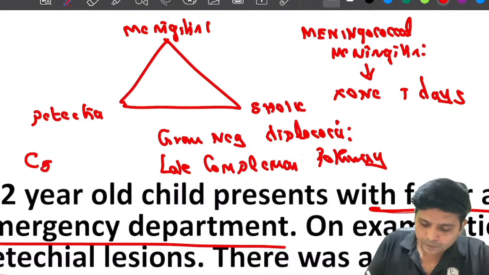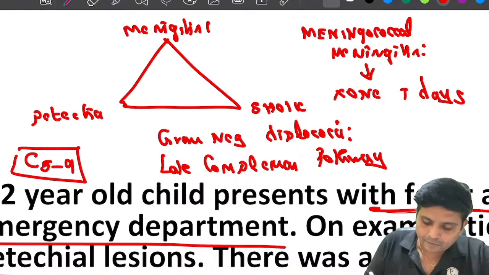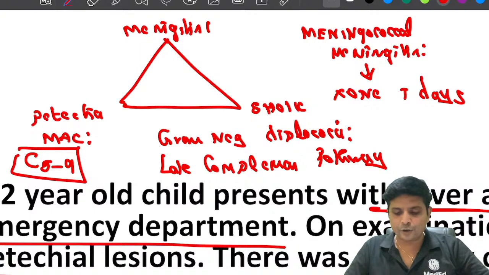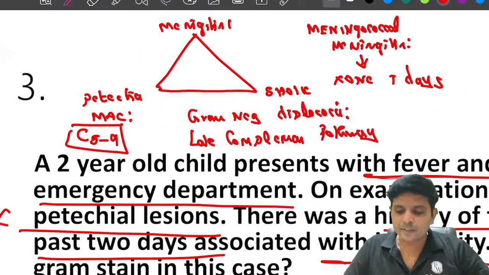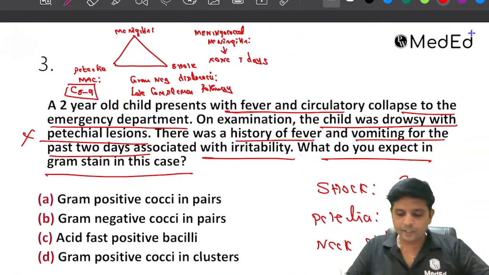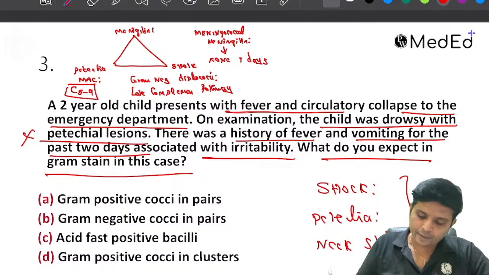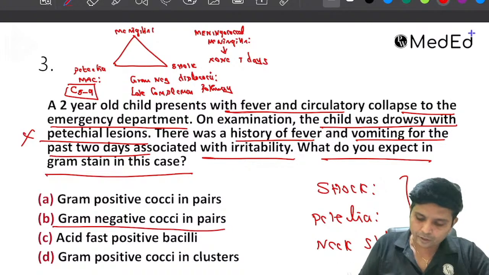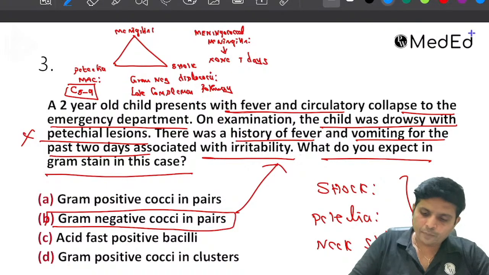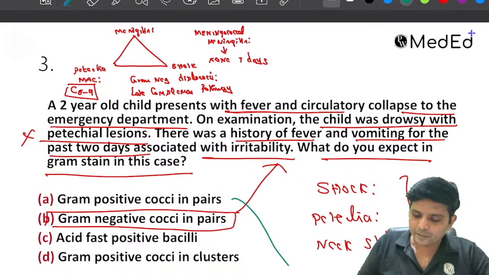What are late complement pathway deficiencies? You all know. C5 to C9, otherwise known as membrane attack complex. So what is this? This is a case of meningococcal meningitis. It is gram negative cocci in pairs. This is the case scenario. What about when you have gram positive cocci?